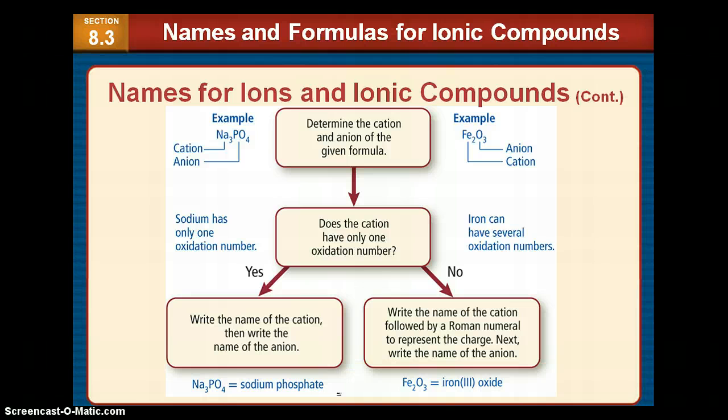Here's a flow chart that gives you some examples. The first thing I need to do is determine the cation and the anion of the formula. Then I ask myself, does the cation have one or more oxidation numbers? If it only has one, then I simply write it with the appropriate ending. If it has more than one, I need to include the charge in parentheses, like here with the iron. Is this iron +3, not +2, not because I just have 2 of them, but because oxygen is -2, and I cross multiplied to get that to come out. So I need to look at those examples there.